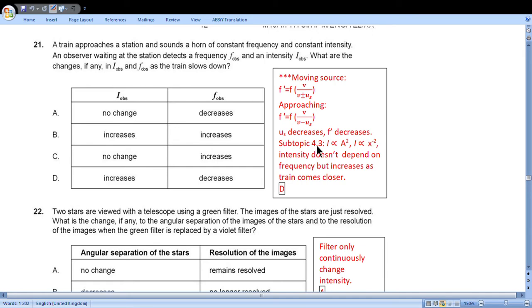From subtopic 4.3, intensity depends on distance, and the closer the object is, the greater is the intensity. It doesn't depend on anything but distance. It doesn't depend on frequency. So we choose answer D, intensity increases and frequency decreases.